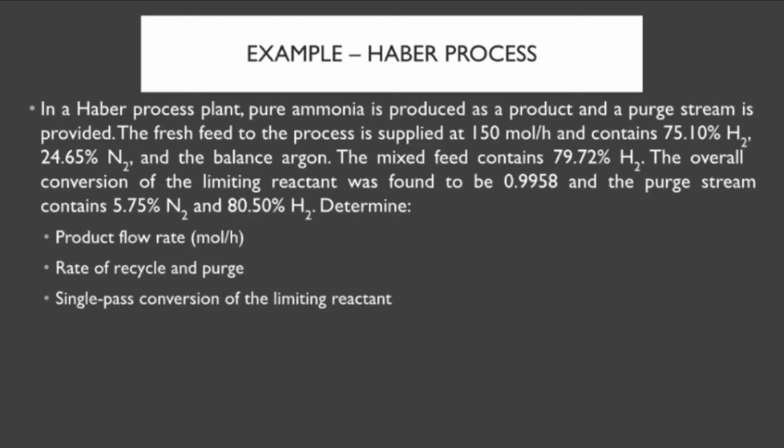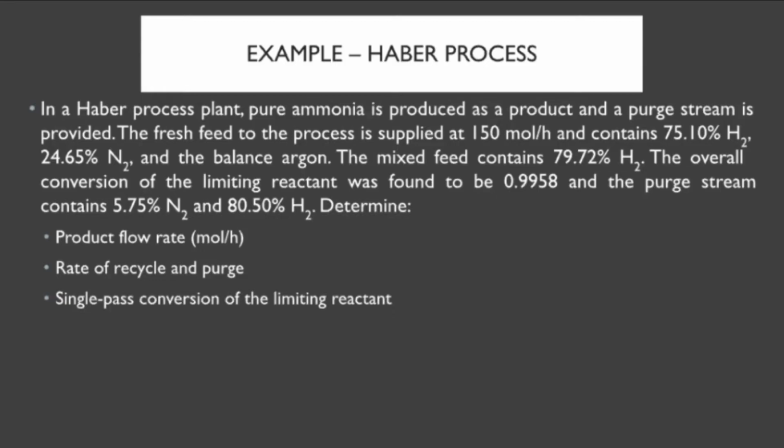In a Haber process plant, pure ammonia is produced as a product and a purge stream is provided. The fresh feed to the process is supplied at 150 moles per hour and contains 75.10% hydrogen, 24.65% nitrogen, and the balance is argon. The mixed feed contains 79.72% hydrogen. The overall conversion of the limiting reactants was found to be 0.9958 or 99.58%, and the purge stream contains 5.75% nitrogen and 80.50% hydrogen.